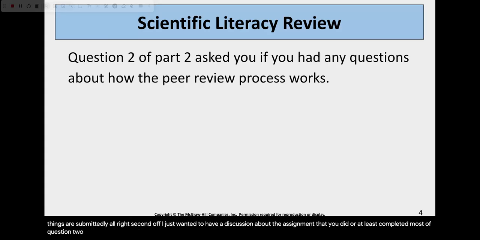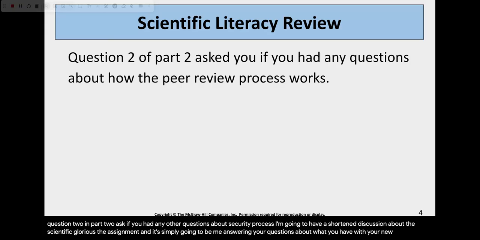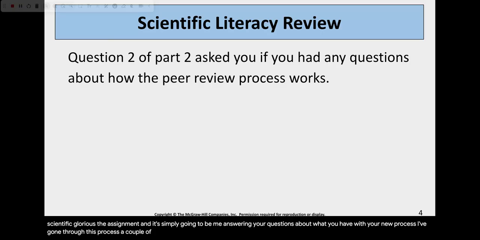Question 2, in part 2, asked if you had any other questions about the peer review process. So we're going to have a shortened discussion about the scientific literacy assignment, and it's simply going to be me answering your questions about the peer review process. I've gone through this process a couple of times, right? So I understand it to a certain extent. So if you have any questions, now is the time to ask them. And I know you should have questions because it was part of the assignment.